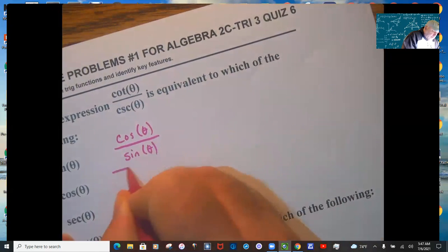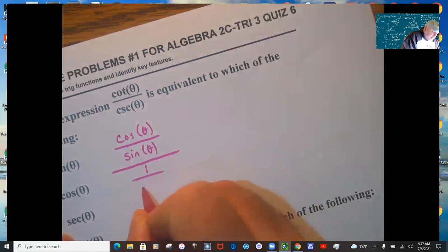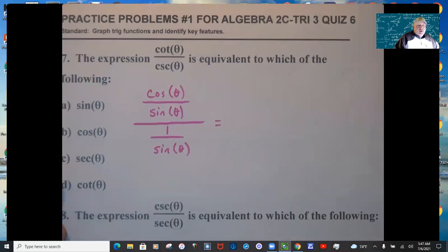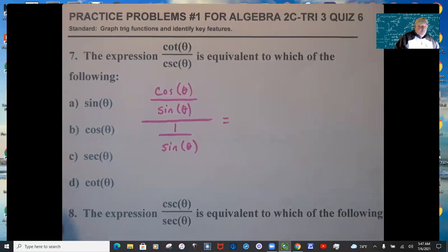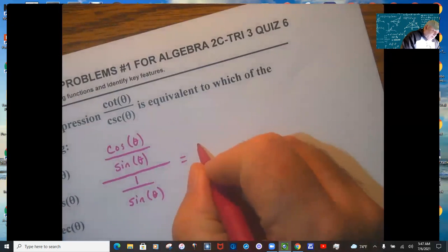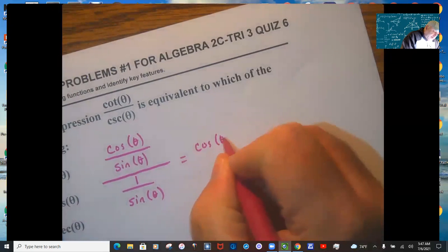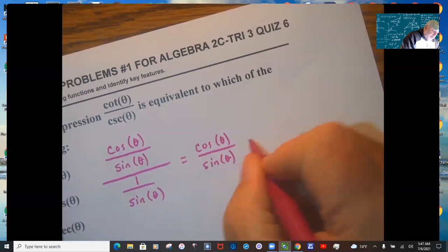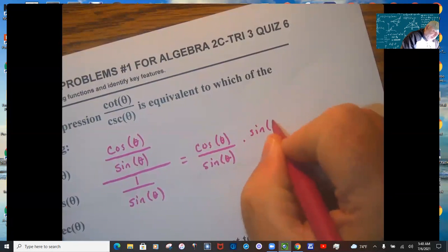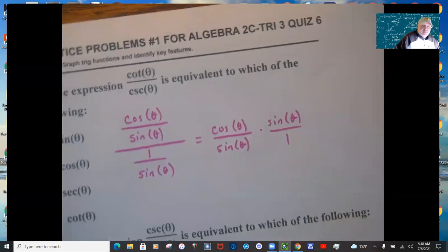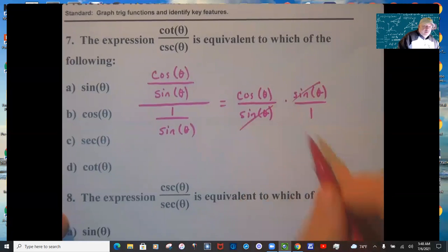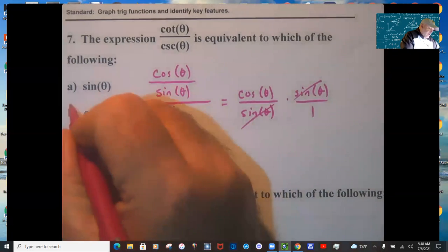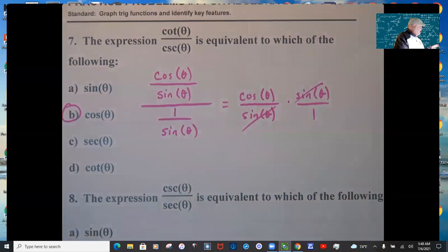And then we can turn cosecant into 1 over sine. And now this is the division of fractions where we want to keep the top the same and then multiply by the reciprocal of the bottom and then simplify that and see if that's an answer. So the signs will drop out and it looks like we are ending up with cosine, and that is an answer.